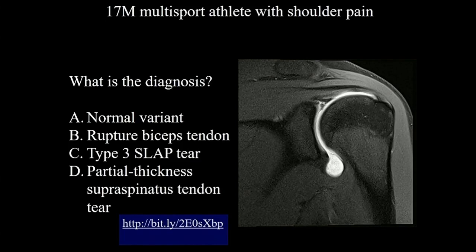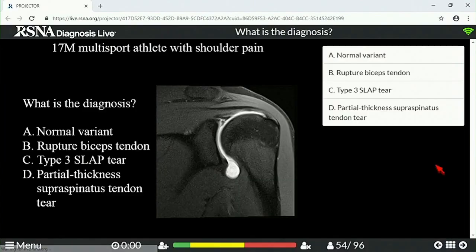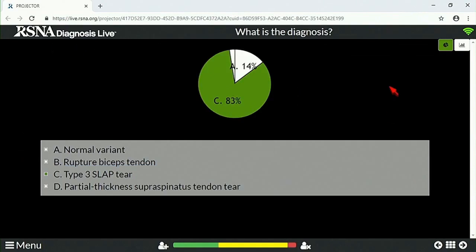Is this a normal variant? Do you think he's ruptured his biceps tendon? Is there a type 3 SLAP tear? Or is there a partial thickness supraspinatus tendon tear? Okay, so place your votes. Perfect. Almost everybody got this correct. That is correct. This is a SLAP tear.